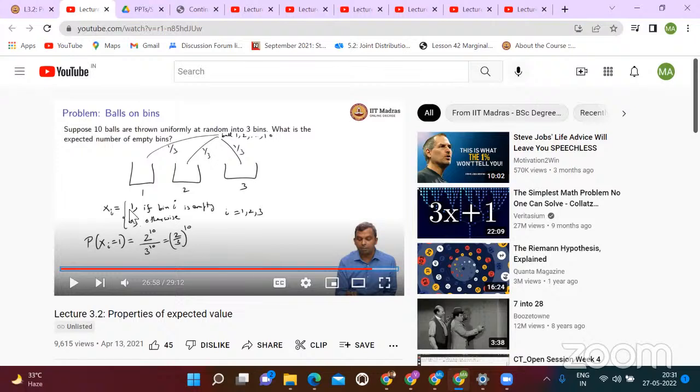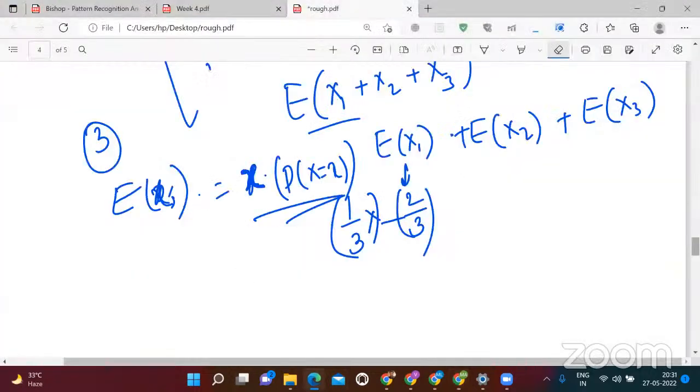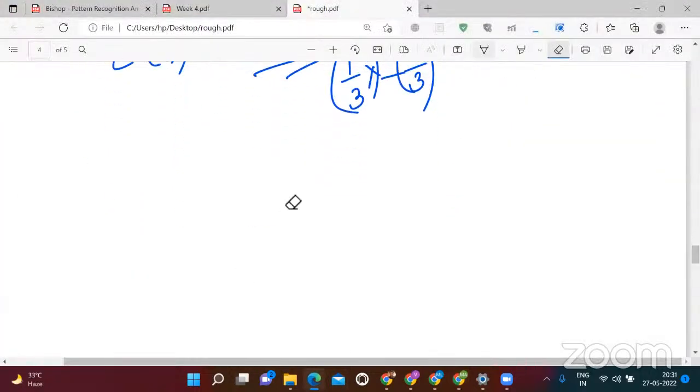So x1 equals 1 means that no ball came to the first bin, right? So what is the probability? Here what the professor said is that for each bin, the probability of a ball going in is 1/3. So the probability that the bin is empty is 2/3.